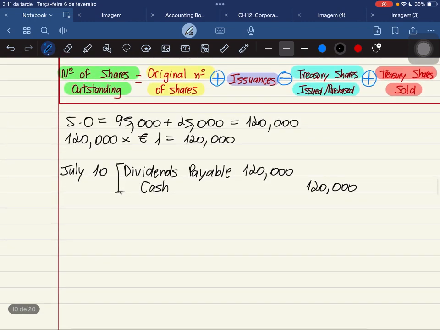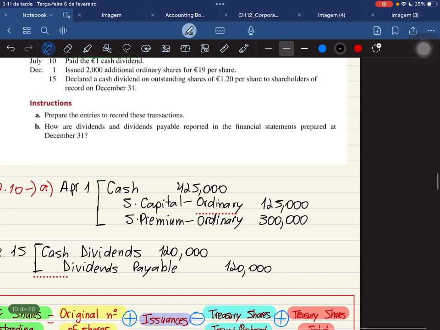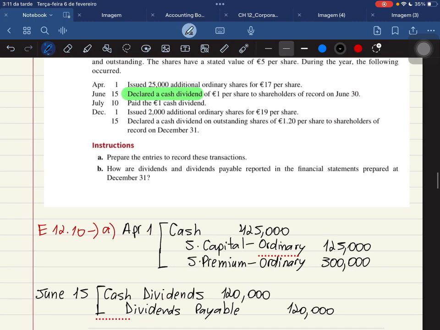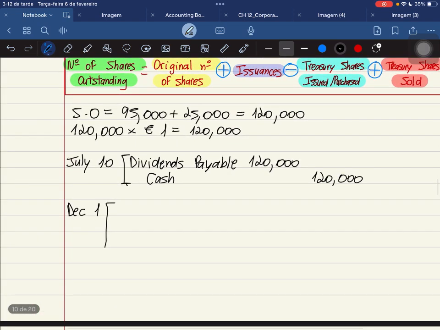Next one happened on December 1st. Let's see what it says. Issue 2,000 additional ordinary shares for 19 per share. Okay, so at this point I believe you should be familiar with the procedures, but since you issue shares, your cash has to go up. And then here we're gonna have share capital ordinary and a share premium ordinary, right? Because there's going to be a difference.